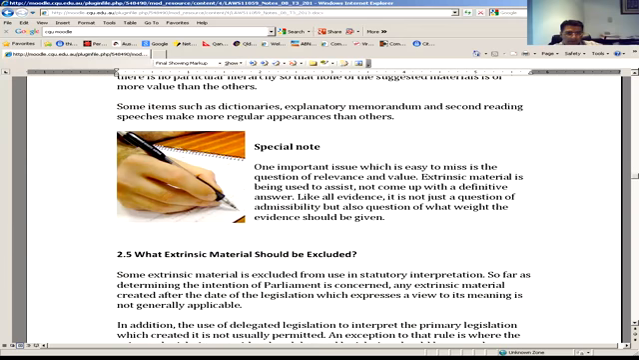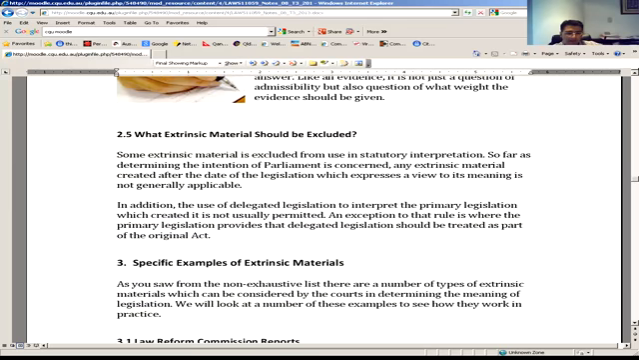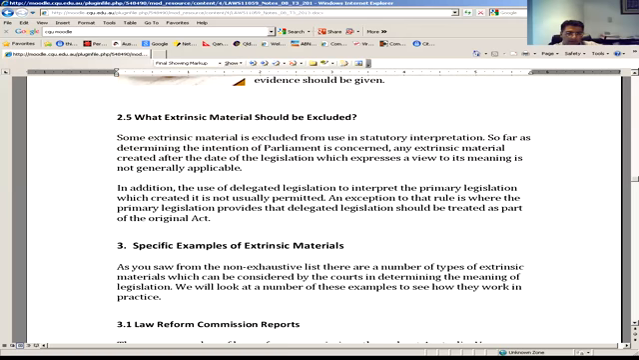There's a special note here. One important issue, which is easy to miss, is the question of relevance and value. Extrinsic material is being used to assist, not to come up with a definitive answer. It's assisting the process. It's not defining the answer. The answer in the end will normally come from the words of the section themselves.